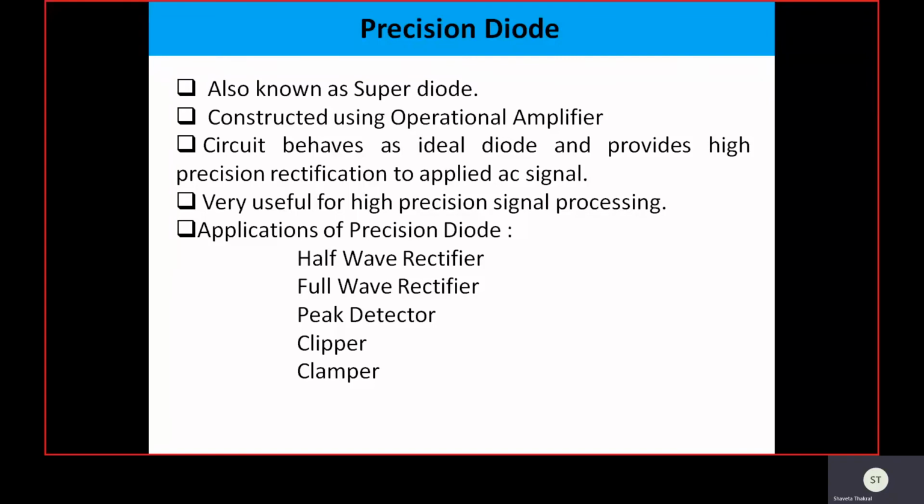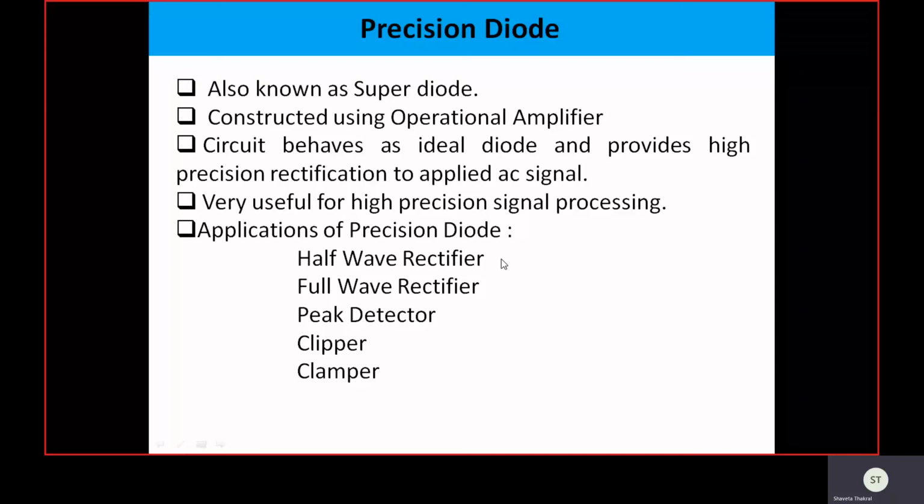Why are they called super diodes? Because they perform nearly perfect rectification as compared to a practical diode. Their characteristics are similar to the ideal diode, and they are constructed using the operational amplifier. As the circuit behaves as an ideal diode, the precision diode provides high precision rectification of the applied AC signal, and that is very useful for high precision signal processing.